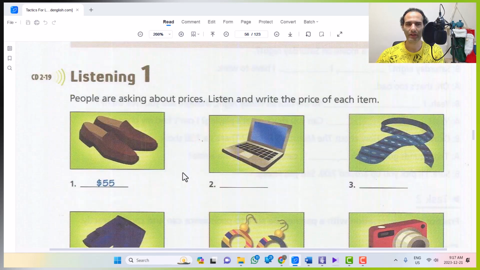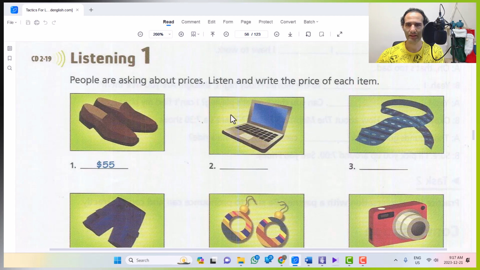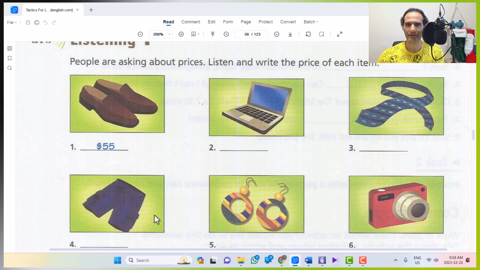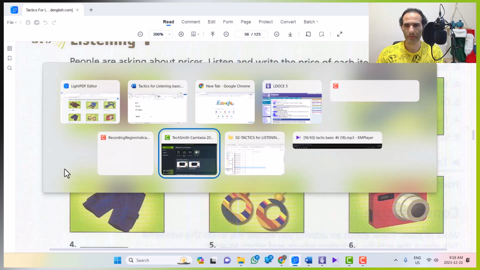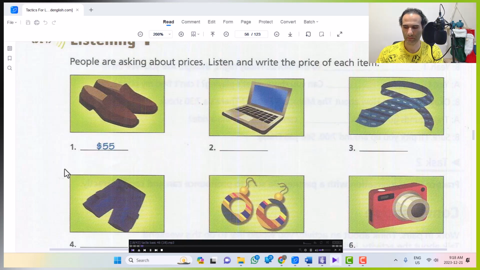Without further ado, my dear friends, we will go to listening 1. People are talking about prices. Listen and just write down the price of each item. Okay, number 1 is done for you. Unit 12. Prices. Page 46. Track 19. Listening 1.